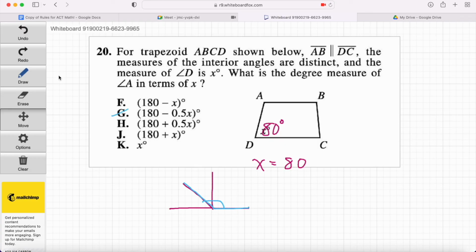What about H? We're adding to 180. Is A bigger than 180? That doesn't make any sense. What about J? Still too big, even bigger than H. What about K? I don't think that can be right. It's not 80, right? We know A is bigger than 90. It's not 80.